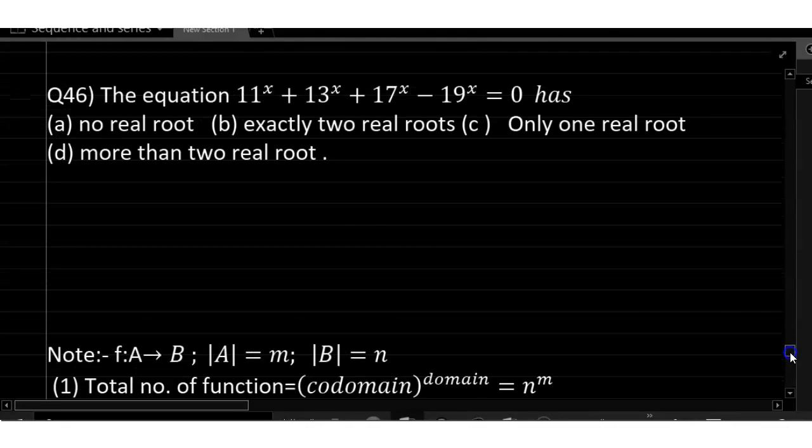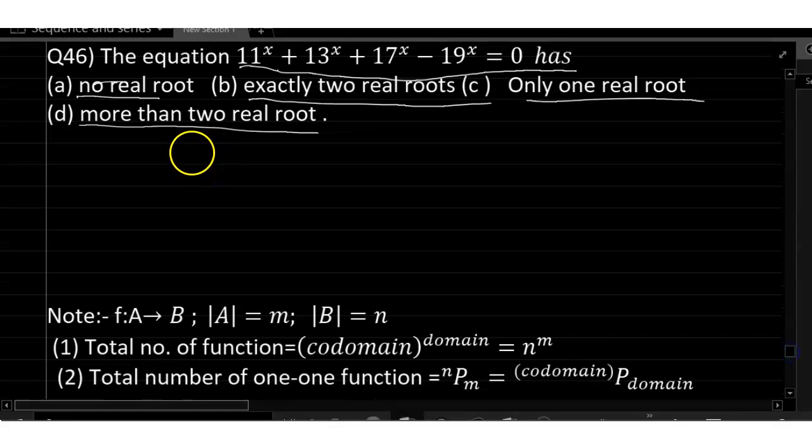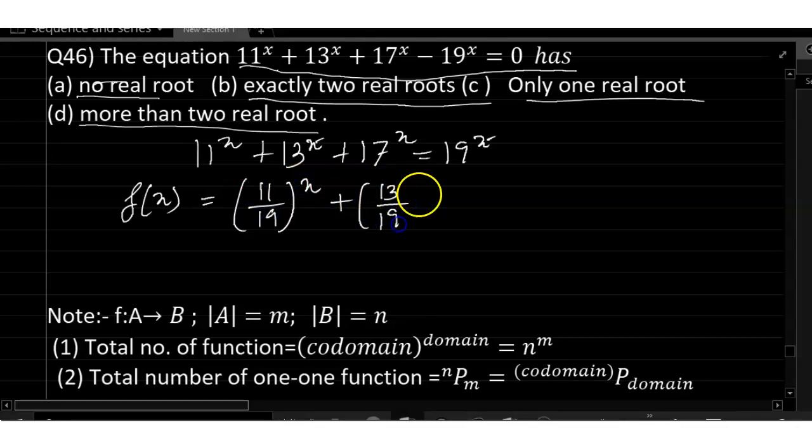So the next problem: the equation 11 to the power x plus 13 to the power x plus 17 to the power x equals 19 to the power x has no real root, exactly 2 real roots, only 1 real root, or more than 2 real roots. So how to solve this problem? We can write it this way: 11 to the power x plus 13 to the power x plus 17 to the power x is equal to 19 to the power x. So f(x) is equal to 11 by 19 whole to the power x plus 13 by 19 whole to the power x plus 17 by 19 whole to the power x.